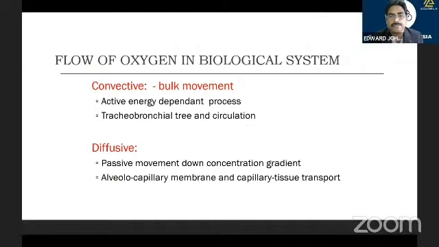So the flow of oxygen in the biological system passes by 2 mechanisms, the convective mechanism and the diffusive mechanism. Convective mechanism means the oxygen passes from the atmosphere into the alveolar space. That is called convective mechanism. And the diffusive mechanism, it passes down the concentration gradient from the alveolar capillary membrane up to the capillary tissue transport. So this is called diffusive.